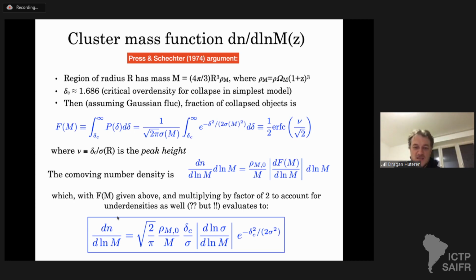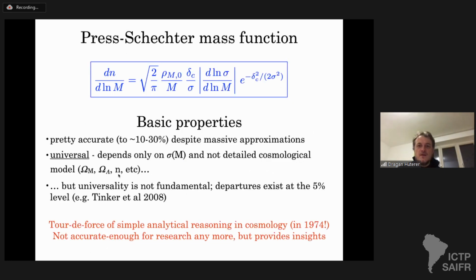Now, the completely amazing thing about this is that this mass function, with these 15 approximations, 14 of which are completely suspicious, actually works really well. Up until recently, up until when I was in school, you could do research with it. You could run your codes with a Press-Schechter mass function. Nowadays, it's not quite accurate. It's only accurate to like 10 or 20 or 30%. So people use much more modern mass functions. But nevertheless, it's completely remarkable that something like that works.